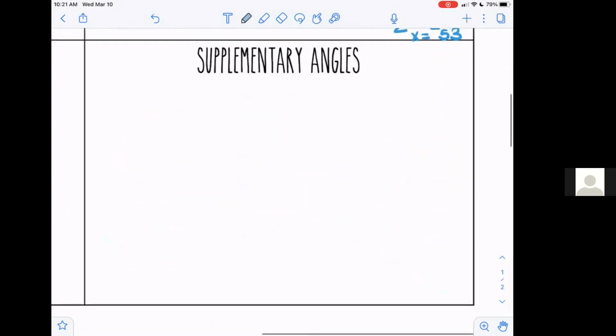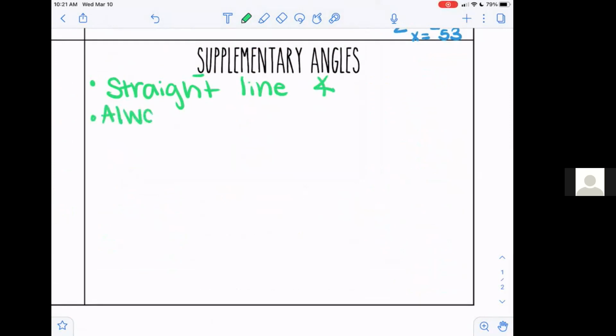Let's keep going and let's look at supplementary angles. Supplementary angles, and we'll do this one in green today. Remember that S for supplementary means that it is a straight line angle. They make straight lines. They are always going to add to equal 90.